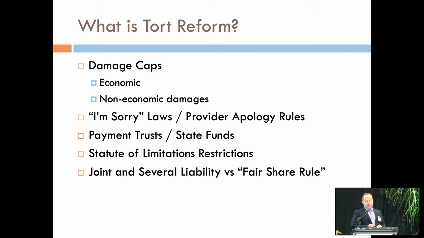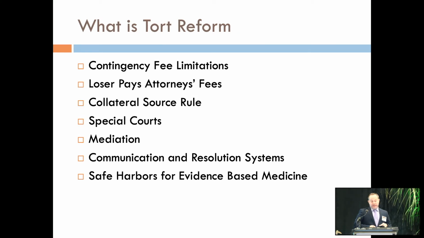And then there's something called joint and several liability versus this fair share rule. I won't get into it too much, but this has to do with if you have multiple defendants that are liable, there's a difference between divvying it up versus saying a lot of you owe $10 million and we're going to find somebody to get it all. There are contingency fee limitations where we say, well, we don't want the plaintiff's attorney to get 75%, but maybe 25 is okay.